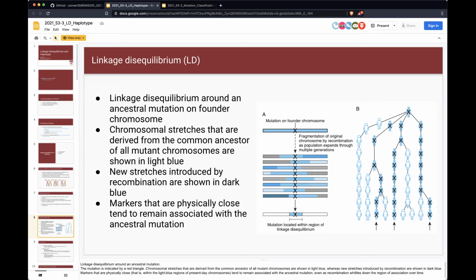And the rule is that if the physical distance is close, adjacent to each other, then there is a high chance of having the same alleles in that region, right? And chromosome stretches are derived from the common ancestor. All of the mutation chromosomes are shown in light blue, like in here. So these regions are segregated together during meiosis and passed to the next generation. And also the new stretches introduced by recombination are shown in dark blue, like this one. And markers that are physically close tend to remain associated with the ancestral mutation.